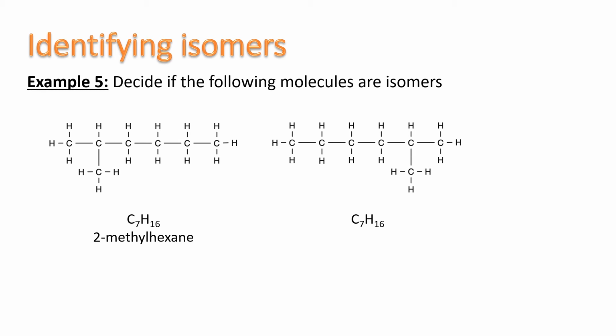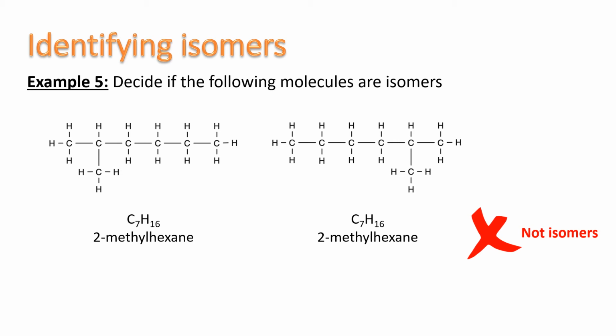On the right, we have a longest chain of 6 carbons, and we have a methyl branch, and it again is on carbon number 2, because remember, we count from the end closest to the functional group or branch. So we would start numbering our chain from the right hand side. And so this molecule would also be 2-methylhexane. And because of that, they would not be isomers.